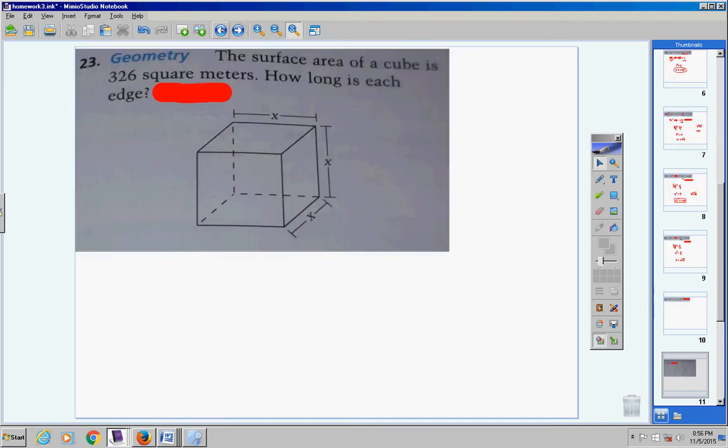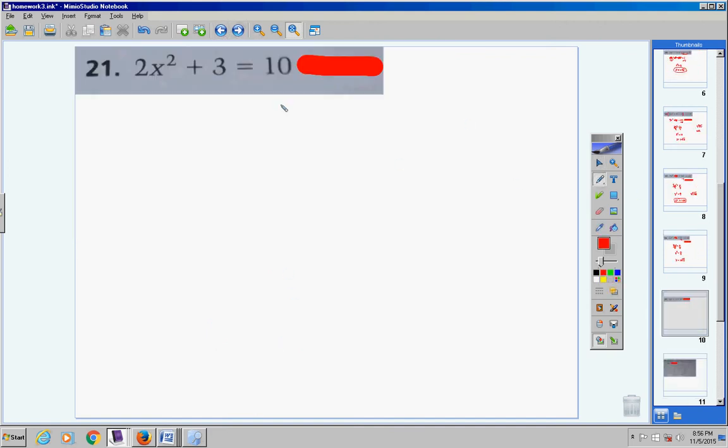Number 21, step 1, we're going to simplify both sides. There's nothing we can do. Step 2, we're going to eliminate fractions. Nothing I can do. Step 3, get all the x squared terms by themselves on one side. So bring your 3 over, make it a negative 3, and you're left with 2x squared equals 7. Okay? Next step, divide by your coefficient. In this case, your coefficient is 2, so we're going to divide both sides by 2. X squared equals 7 over 2.